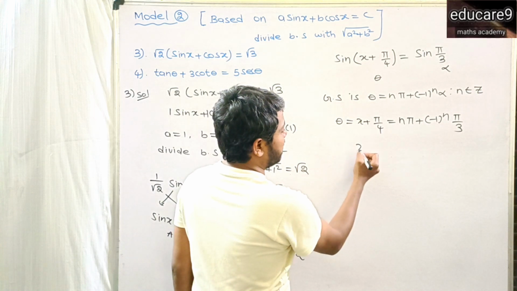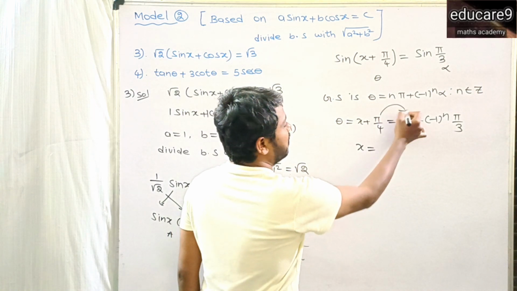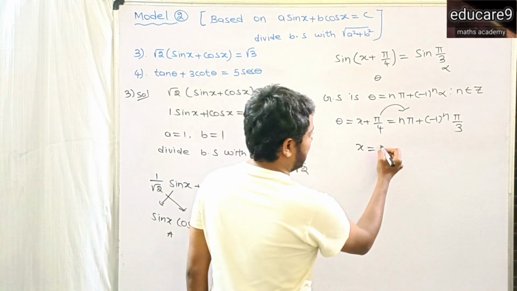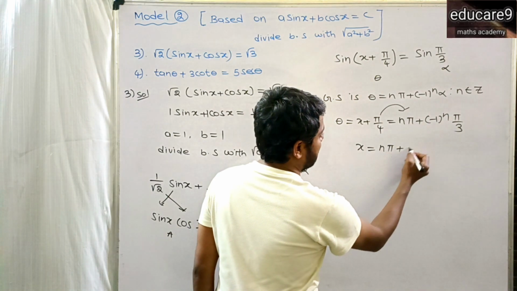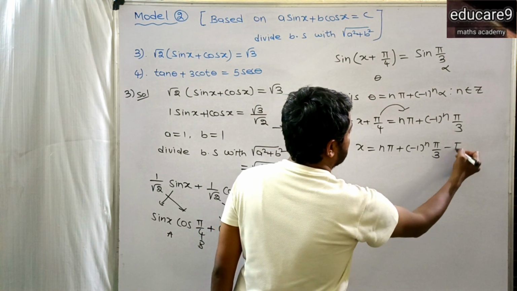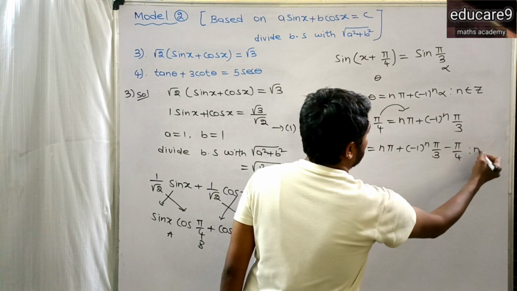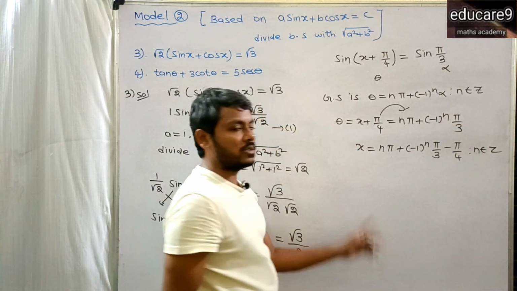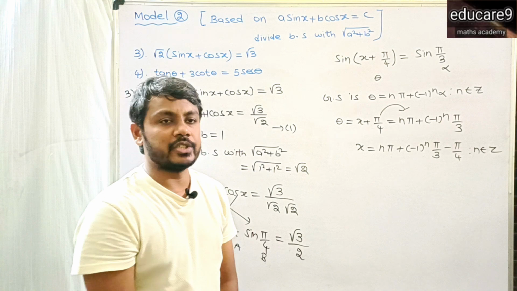Now from this, what is the x value? We can send pi by 4 to the right hand side. It becomes minus pi by 4. That is n pi plus minus 1 whole power n into pi by 3 minus pi by 4, where n belongs to z. So this is the general solution.